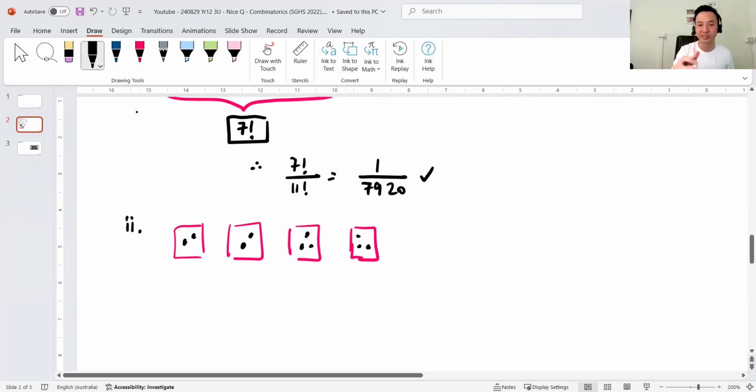First question, illustrating the divider method. If I had 10 different coins to place into 4 separate boxes, how many possible outcomes are there? How many arrangements are there? Now, you can imagine that it's quite difficult because you can say I've got 4 in here.